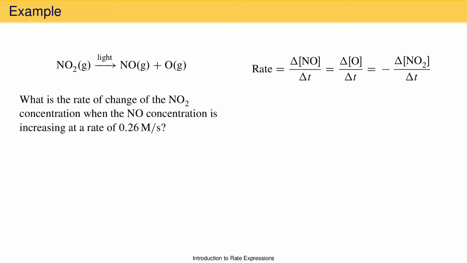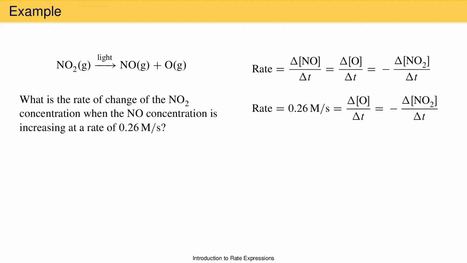The problem tells us that the concentration of NO is increasing at a rate of 0.26 molar per second. This is the value of delta NO concentration divided by the change in time. So we can go ahead and plug this value into the rate expression. This gives rate of reaction equal to 0.26 molar per second equal to delta oxygen atom concentration divided by delta T equal to negative delta NO2 concentration divided by delta T.